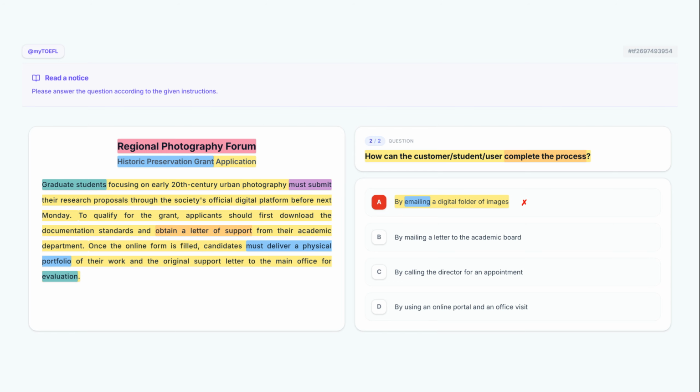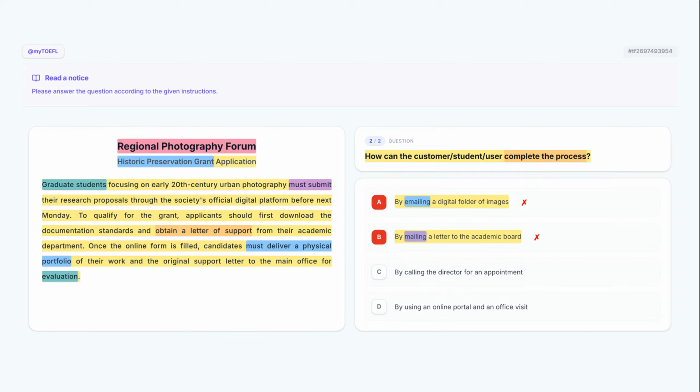Now, let's look at option B, by mailing a letter to the academic board. While a letter is required, the text says candidates must deliver it to the main office, not that they should be mailing it to an academic board. This option misinterprets the delivery method and the recipient.